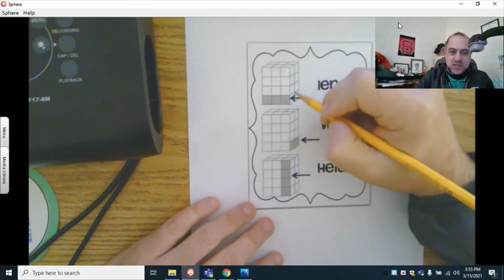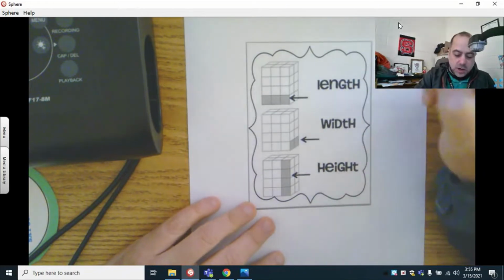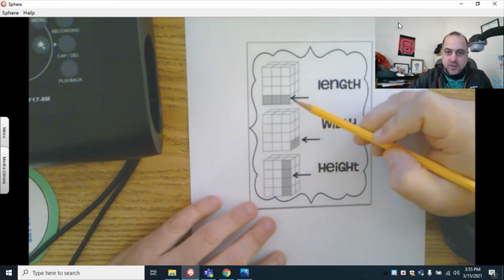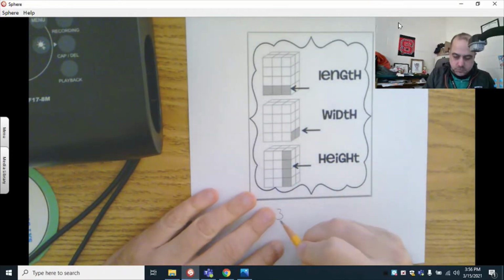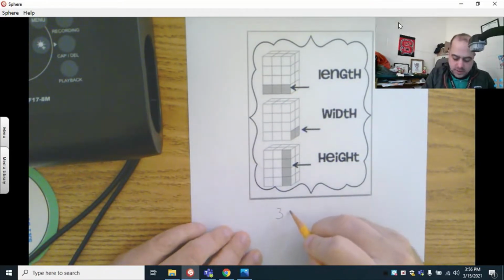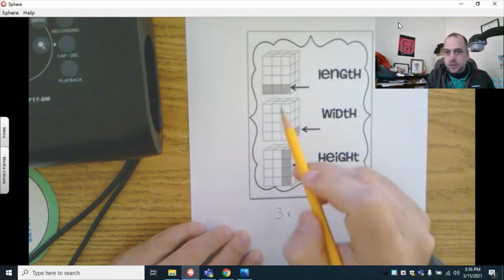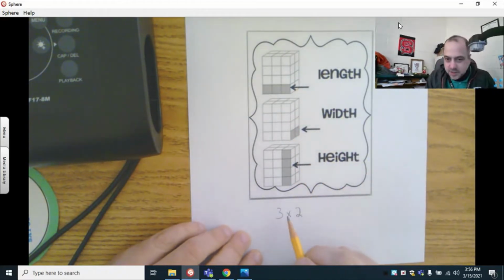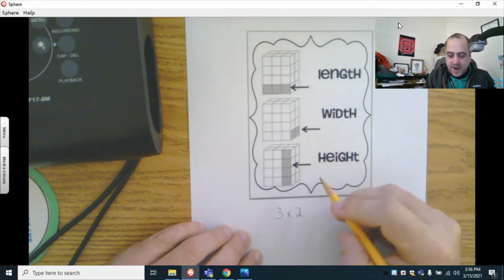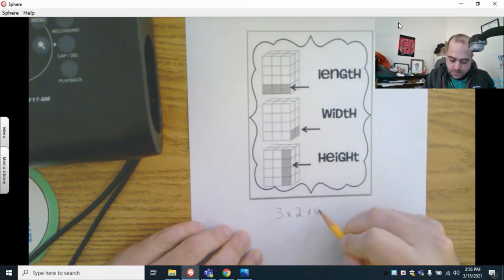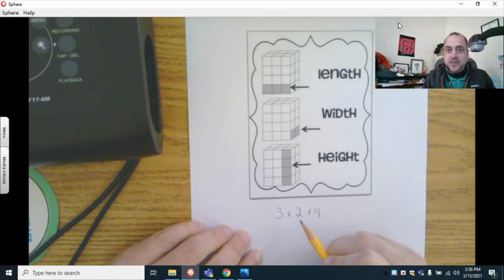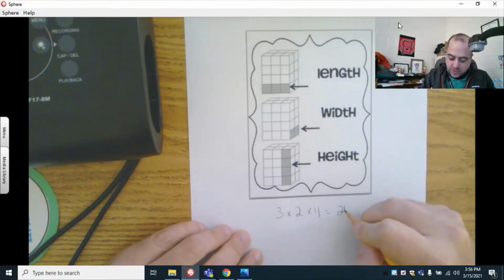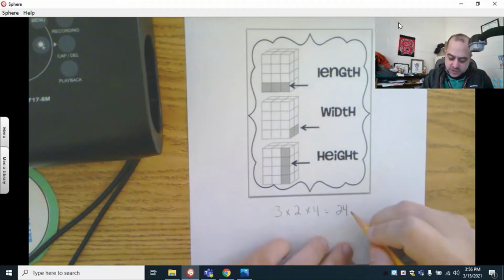So let's say these are blocks. Let's say these are all in inches, all right? So you have length of 3 times the width, which is 2. Hope you can see this. 3 times 2. And the height, which is 4. 3 times 2 is 6. 6 times 4 is 24. And since we said we were going to talk about inches, the answer is 24 inches.